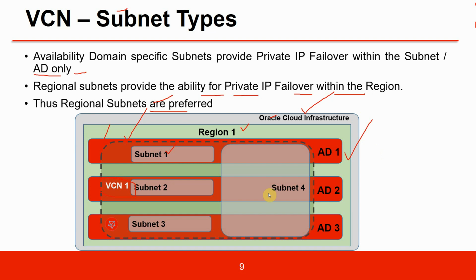You can have another subnet which covers all the availability domains, meaning the subnet is covering the entire region. That's also possible. So which one is preferred? If you have AD specific subnets, then IP failover is not possible. This is not allowed. Whereas if you are using a regional subnet, IP failover is possible. Therefore, regional subnets are the preferred choice.